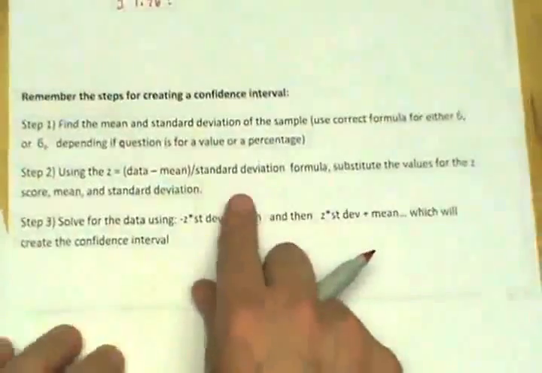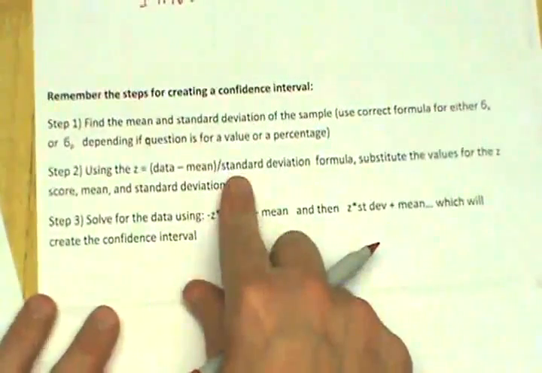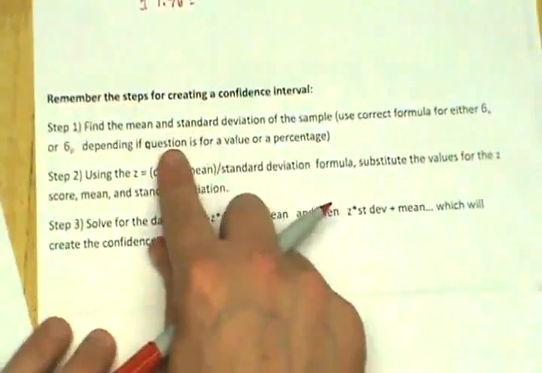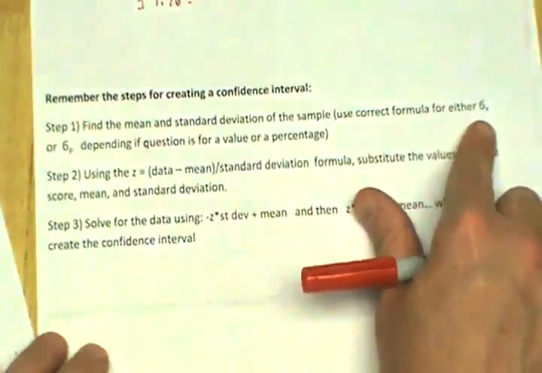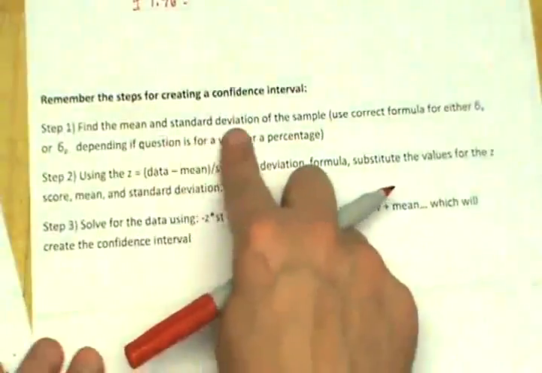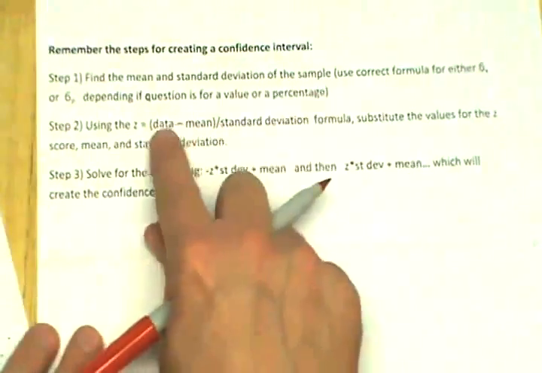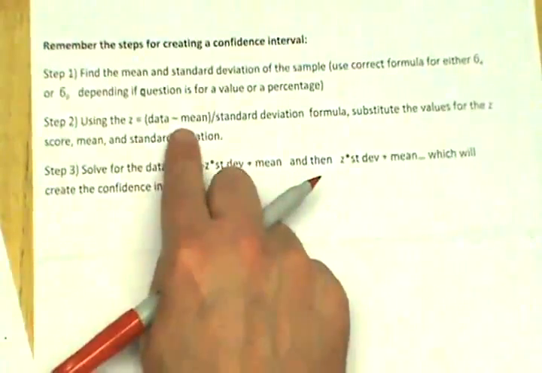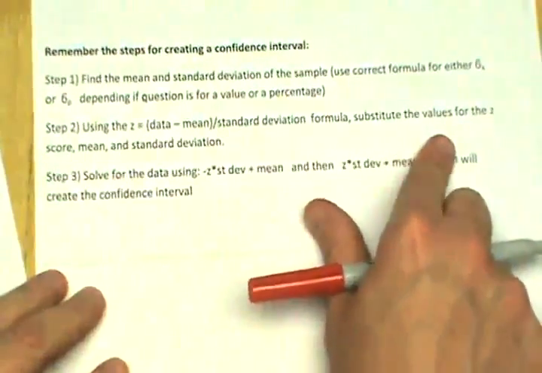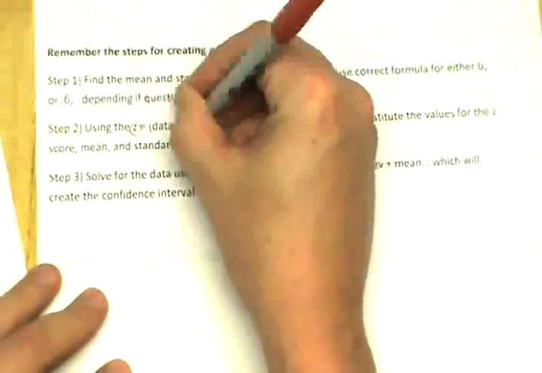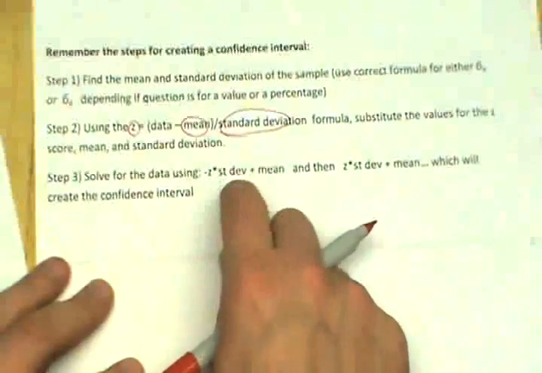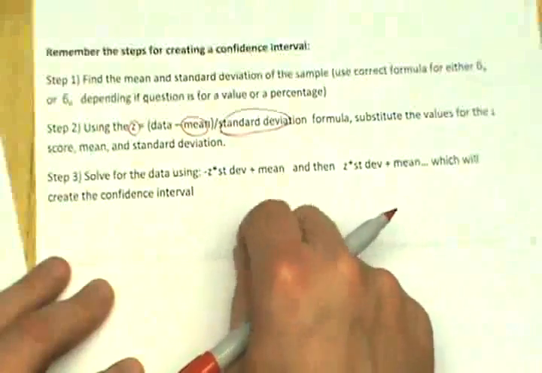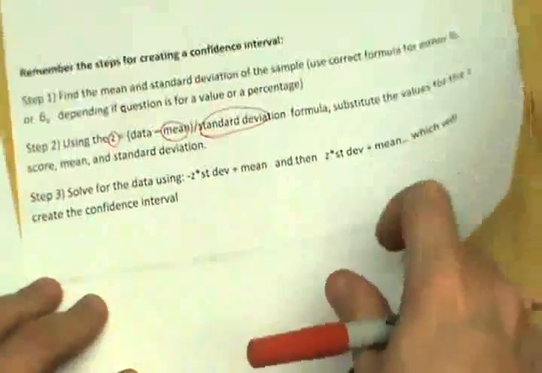Okay, so same basic steps for confidence intervals. They're exactly the same as we had in the last lesson. We're going to find the mean and the standard deviation of the sample. We're going to make sure that we use the correct formula, depending on if it's a value question or a percentage question. Same formulas that we had in the last lesson. Using the z-score equals data minus mean divided by standard deviation formula, we're going to substitute in for the z-score and the mean and the standard deviation. And then we're going to solve it exactly the same way we did in the last lesson. So everything's the same. The only new thing is that the z-score sometimes changes, and that is based on, again, the sample size. All right, so let's do a couple problems here.